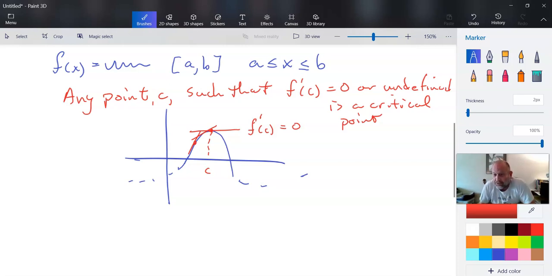Any extrema that is not an endpoint will show up in your list of critical points. Now, you could have critical points that are not extrema.